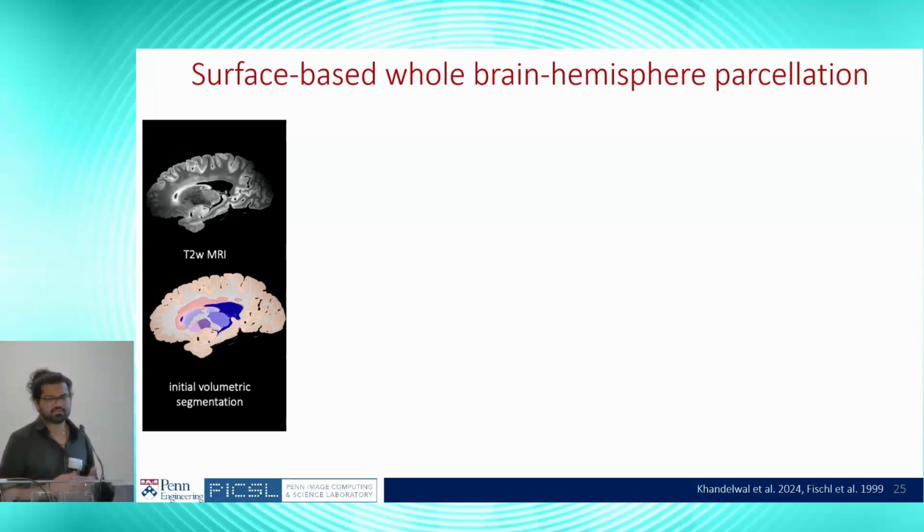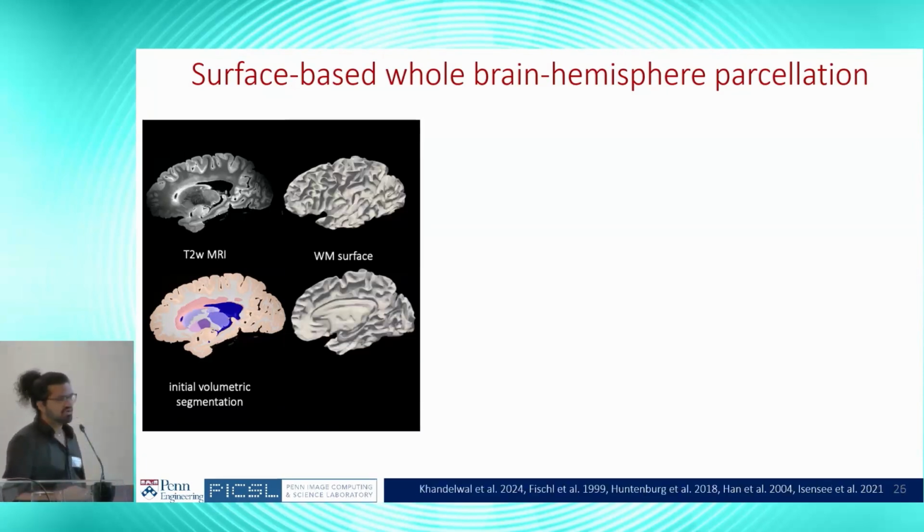for any atlas. But this time, instead of putting everything to 1 mm space, we are doing that in native 300 microns resolution. So we take T2-weighted MRI, we have this initial volumetric segmentation, and now we just work on this volumetric segmentation. So like yesterday, how Lindsay adapted the FreeSurfer pipeline, and this is in a very similar way, we adapted the same pipeline as well.